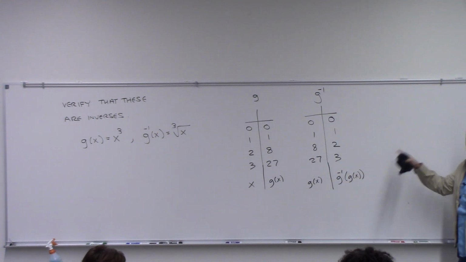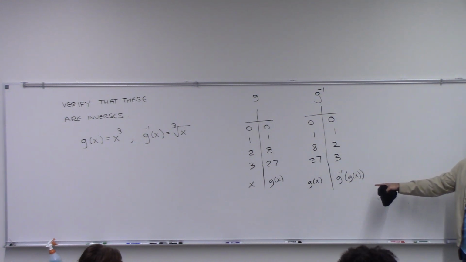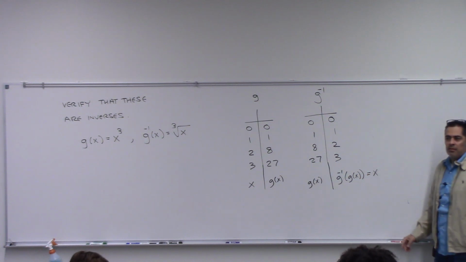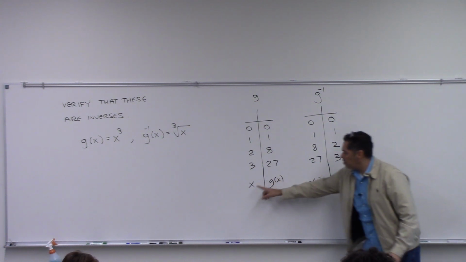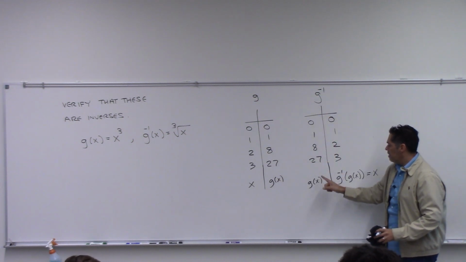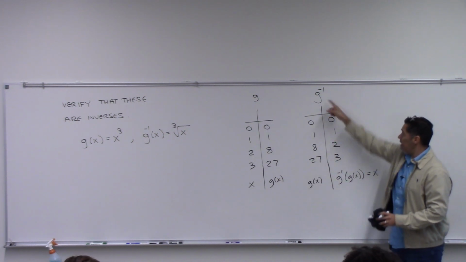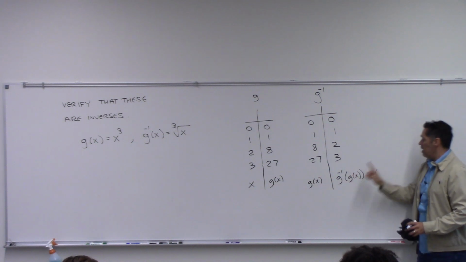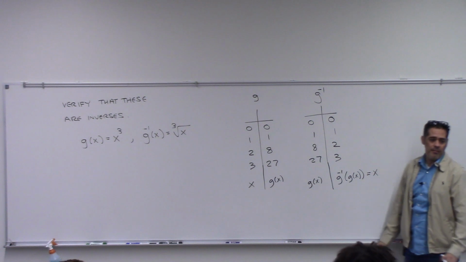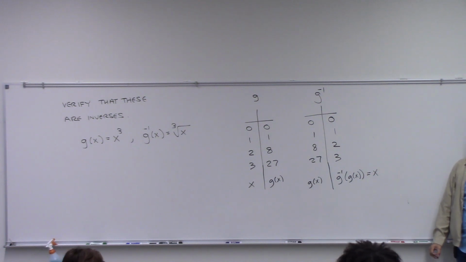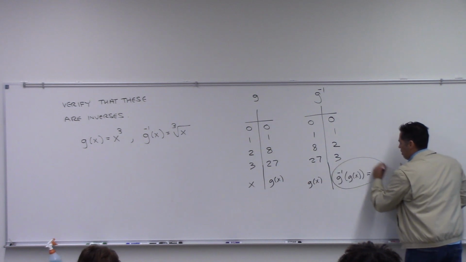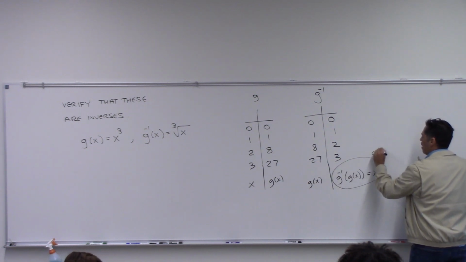What does that answer need to be in order for this to be true? This needs to go back to x, right? So if x goes into g, it becomes g of x. If this is the inverse, then when I take that g of x and I plug it in here, which is composition, it better spit out x. It better take it back to where it came from, right? And so this is what I need to check. This is the check. You have to check that this is true.